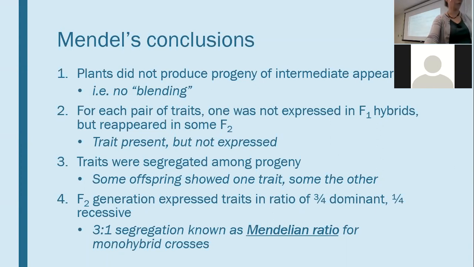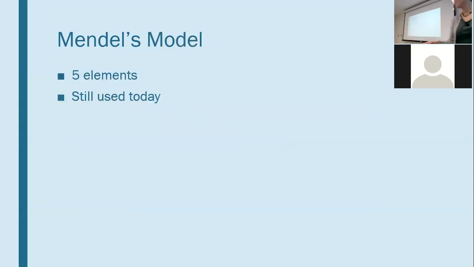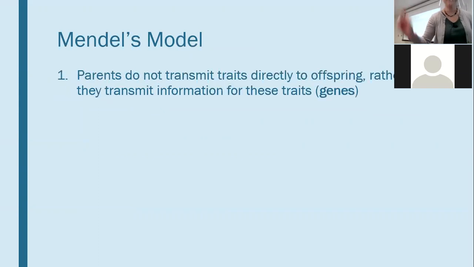All right, so those were his conclusions from the data he collected. Using this data and these conclusions, he created a model of patterns of inheritance. This model has basically 5 tenets, 5 elements to it, and we still use this today. It's still applicable, at least for certain kinds of traits with 2 options and 1 gene.